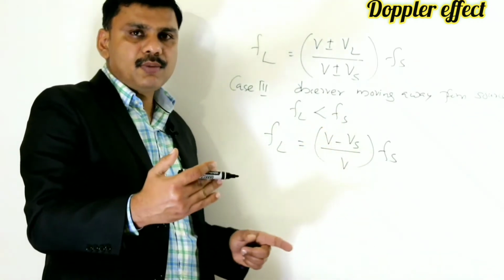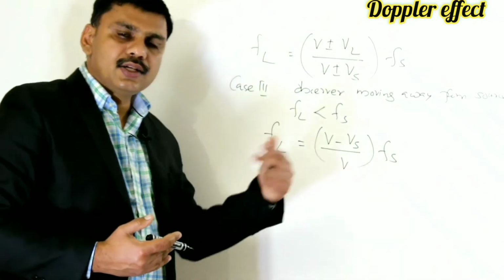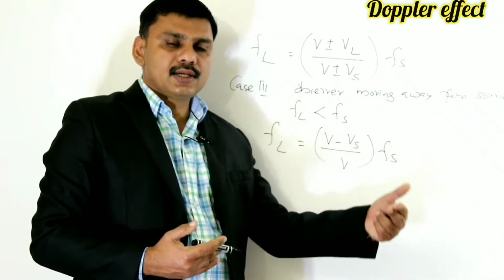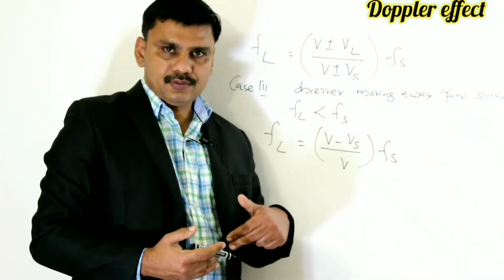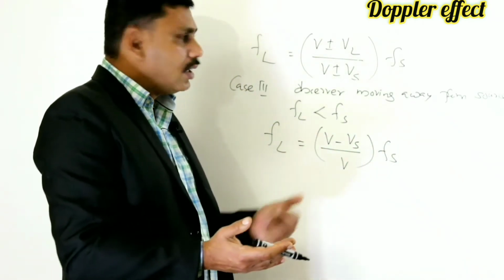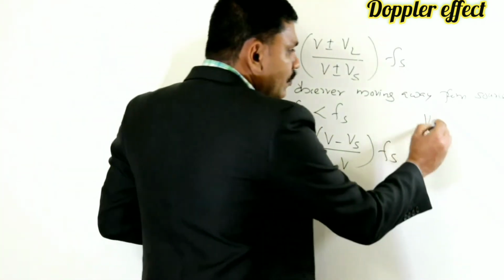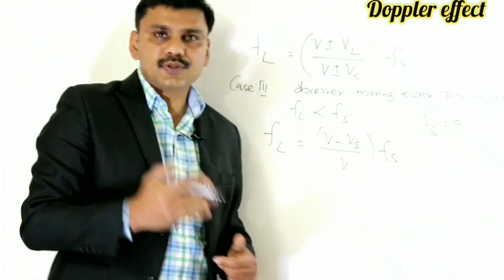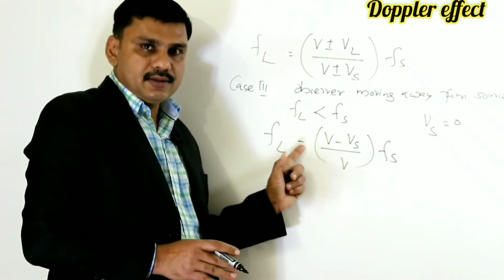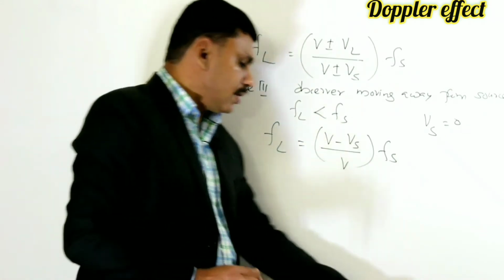So from one problem to another, you check the movement of the listener and the source. The listener can move towards the source, or the listener can move away from the source. So if the listener is moving away from the source, FL will be less than Fs. And here Vs will be 0 because the source is not moving, it is at rest. So the equation comes like this. This case you have to remember.